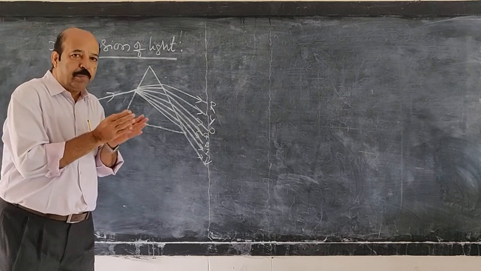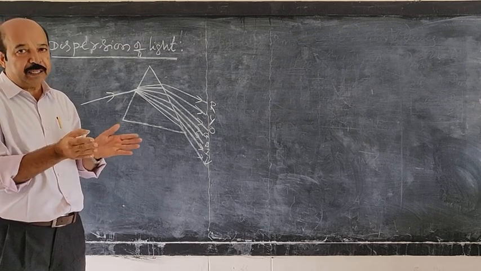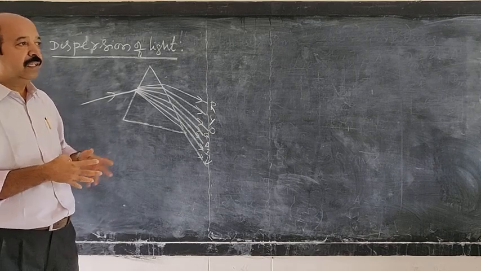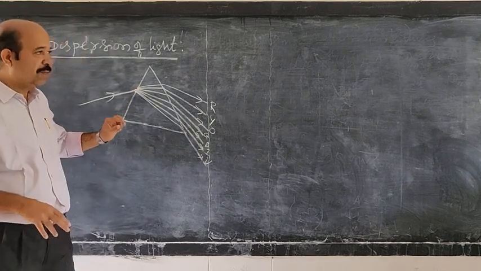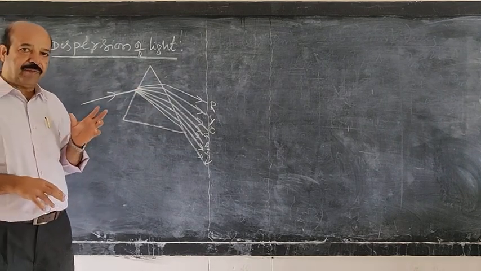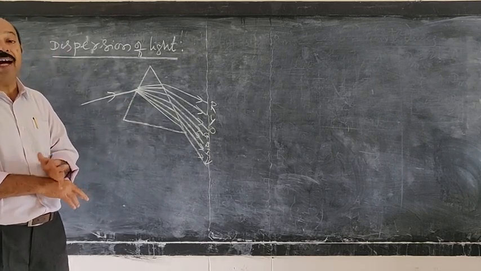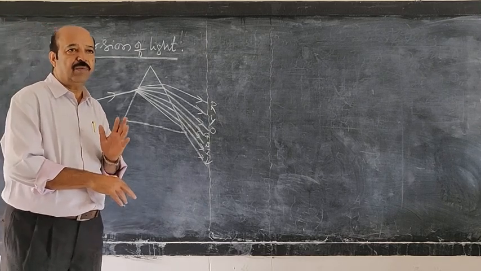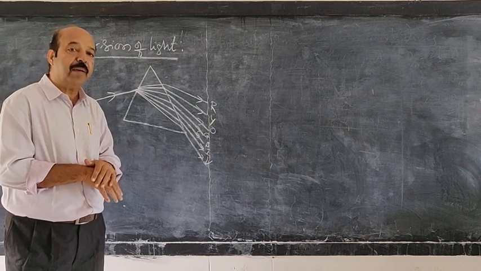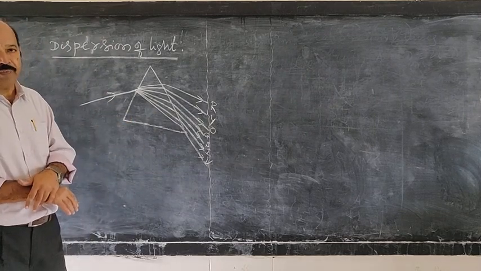So a composite light getting dispersed or splitting into its constituent colors is called dispersion of light. This happens because the refraction of different colors is different in a medium. It means the waves of different colors travel with different speeds in a medium other than vacuum or air. Whereas in vacuum or air, all colors, that is all electromagnetic waves, travel with the same speed. But in other media, they travel with different speeds.